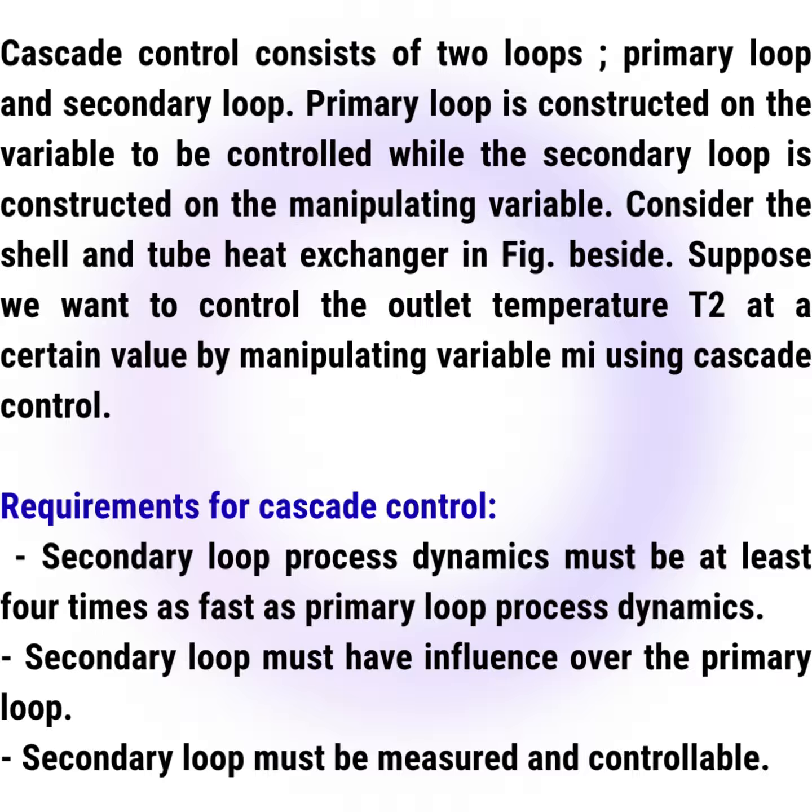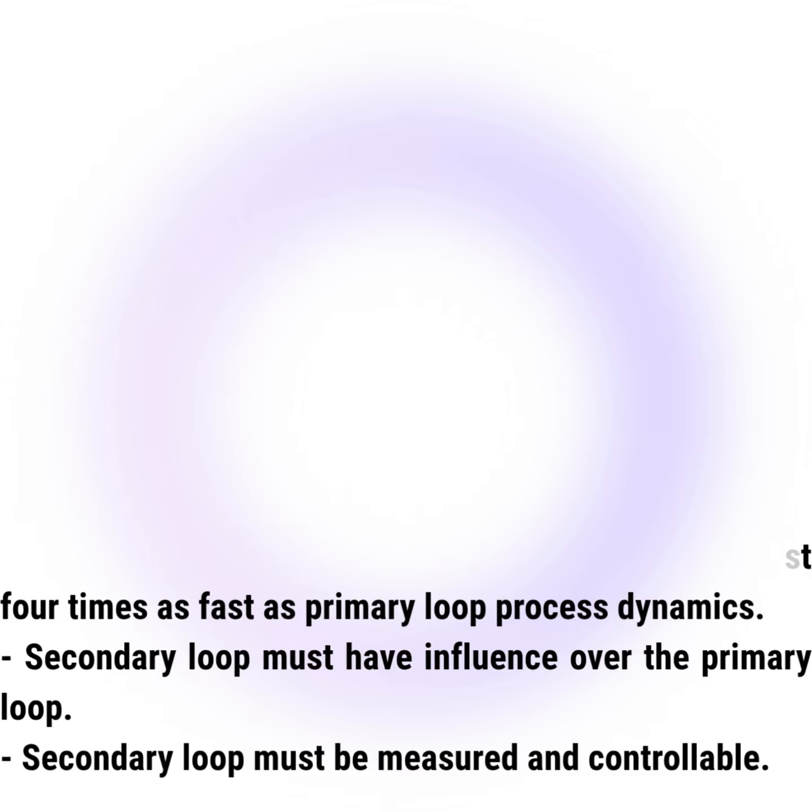Requirements for cascade control. Secondary loop process dynamics must be at least 4 times as fast as primary loop process dynamics. Secondary loop must have influence over the primary loop. Secondary loop must be measured and controllable.